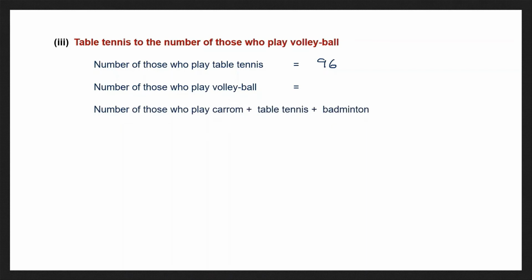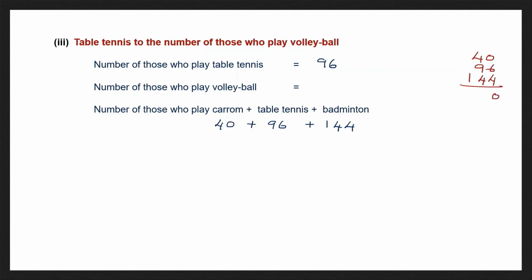So how do we find out? We have to add up all those who play the other games. That is the number of those who play carom, which is 40, plus table tennis, which is 96, plus badminton, which is 144. We need to add up all these first. So let's do that. 40 plus 96 plus 144.